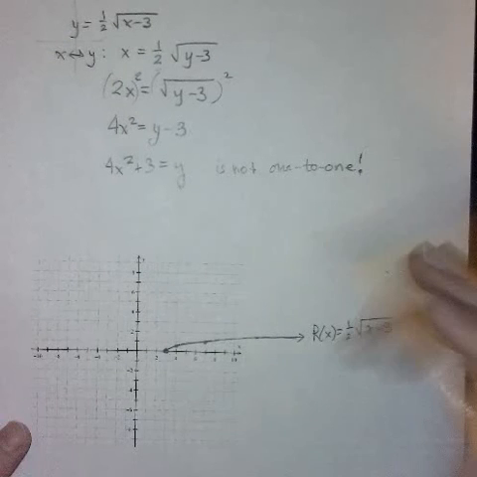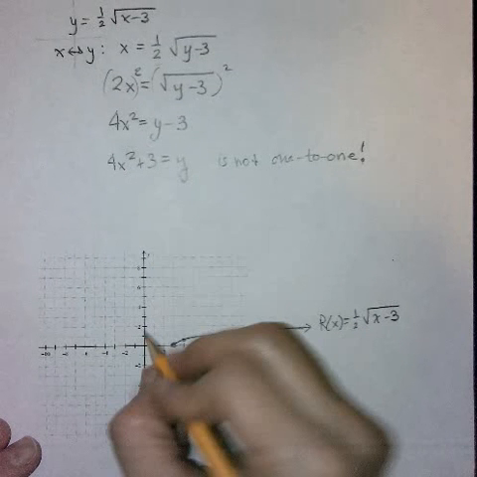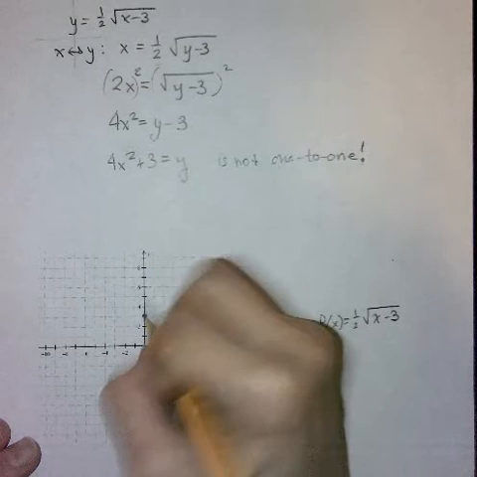4x squared plus 3, that would be the x squared graph shifted up 3, and the 4 makes it skinnier.